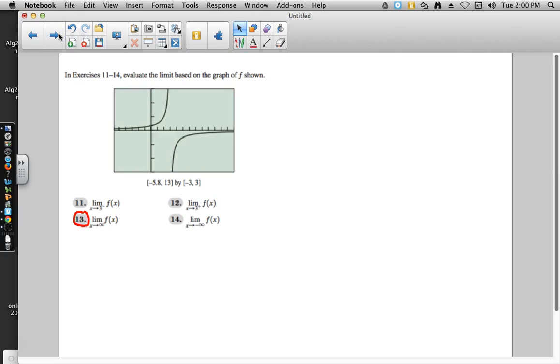So exercises 11 through 14 says evaluate the limit based on the graph of f shown. And this one is the limit of f of x as x approaches infinity.